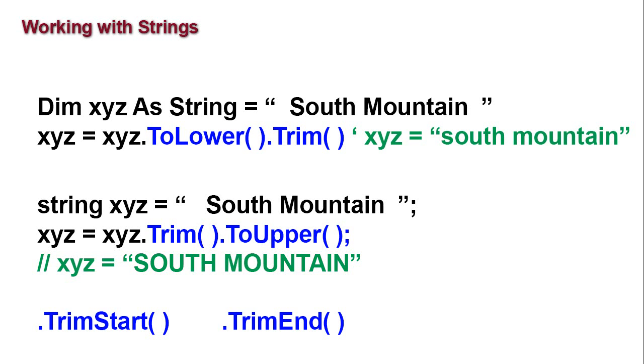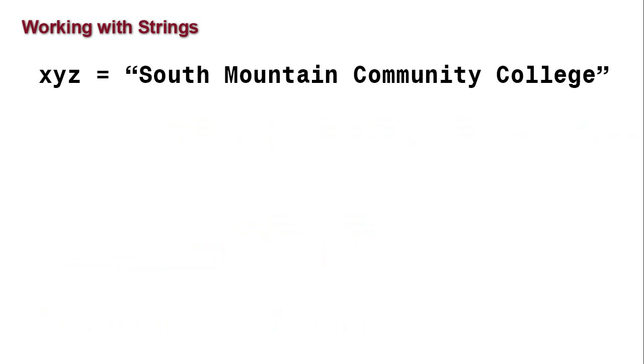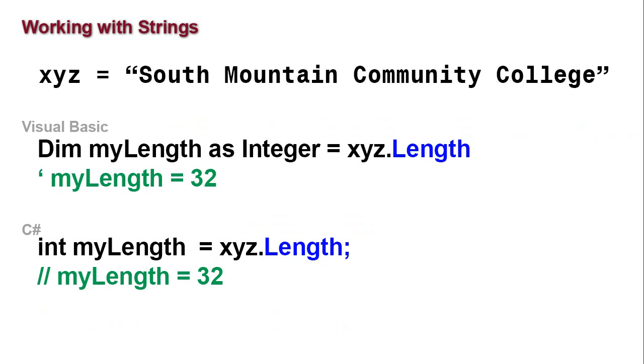In this video, I want to look at some other methods for manipulating strings. Let's assume that we have a string variable called XYZ, which contains the phrase South Mountain Community College. String variables do have a property called length, which is the number of characters contained in the string. And so I can have a variable called myLength, which would hold an integer value, and I can place in that variable the value of xyz.length. Now the phrase South Mountain Community College consists of 32 characters, and yes, we do need to count the spaces in between the words because a space is a character.